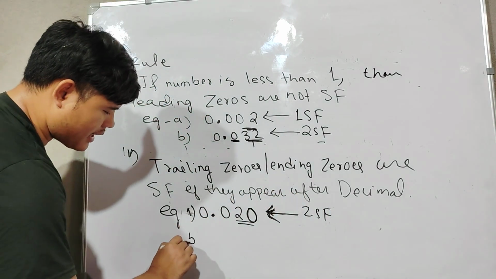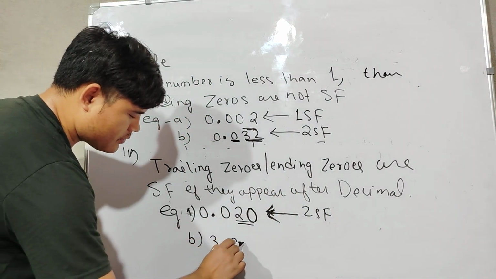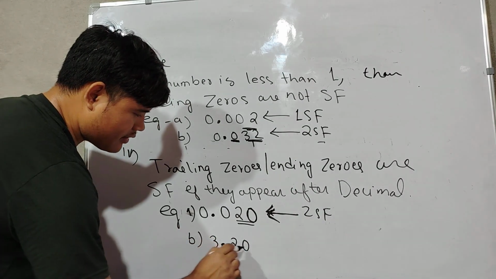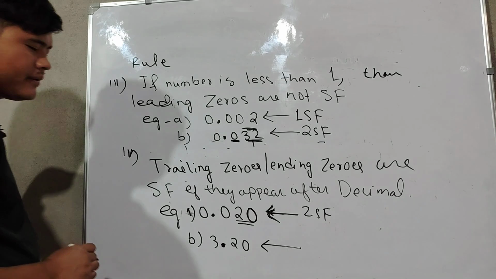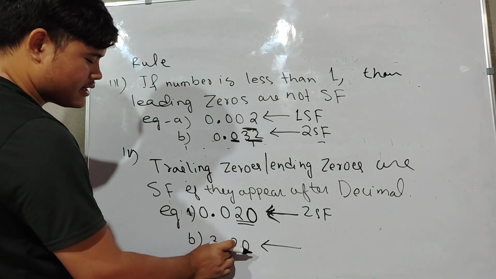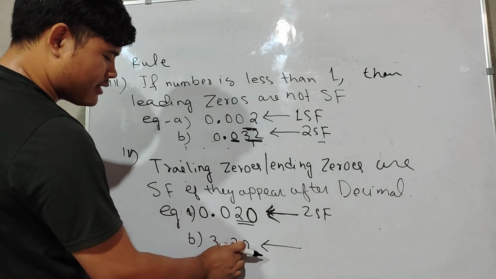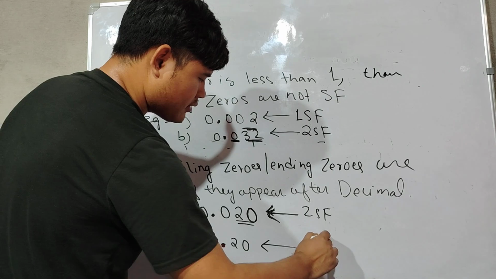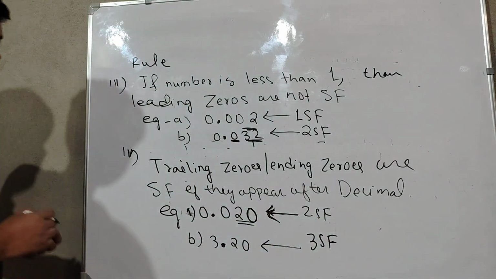Similarly, example B, 3.20. Tell me how many significant figures are here. This is significant, this also, and this is also significant. So 3 significant figures.